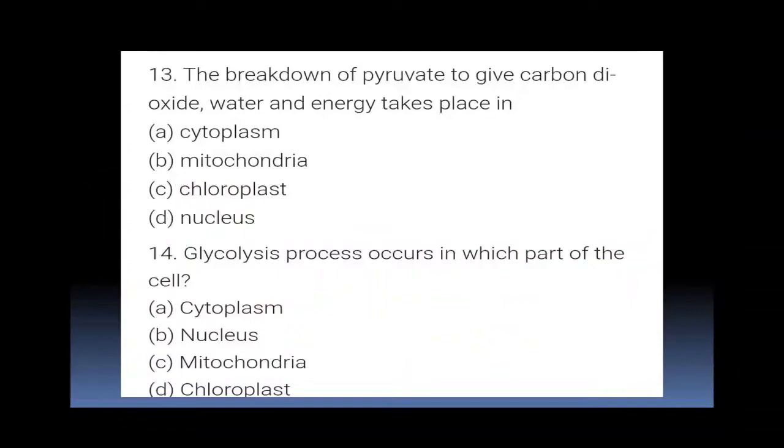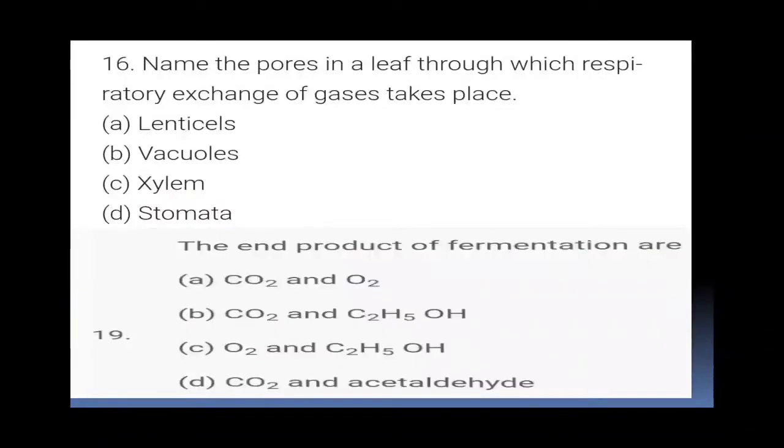Glycolysis process occurs in which part of the cell? Very easy, it occurs in the cytoplasm. So the answer is A. Now, name the pores in the leaf through which respiratory exchange of gases takes place. We know that the exchange of gases takes place through stomata in the leaf.